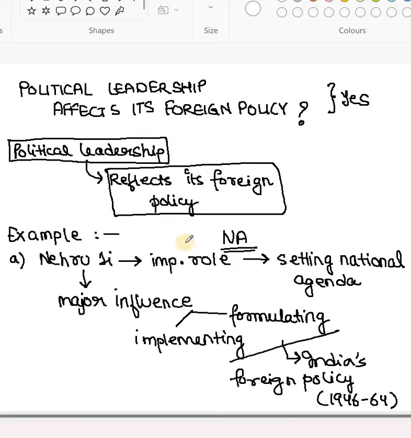ये जो नॉन अलाइनमेंट तैयार किया था, during the formulation of this policy, Nehru ji had a very important role. India's first Prime Minister Pandit Jawaharlal Nehru played a very important role in setting the national agenda. During the Cold War time, when the countries were divided into two major groups, at that time Nehru ji came up with the non-alignment idea. He was a major influence in the formulation and implementation of India's foreign policy from 1946 to 64.